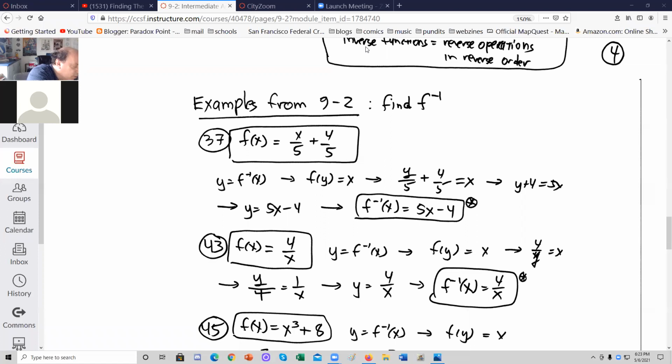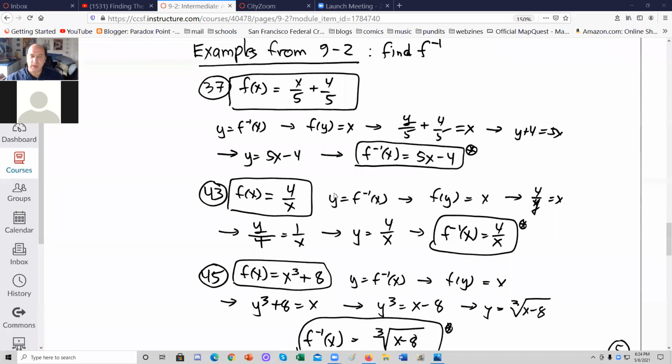f of x equals 4 over x. All right, its inverse. Well, okay, so y equals f inverse means f of y equals x, means 4 over y equals x. And then if we take reciprocals of both sides, you get y over 4 equals 1 over x, and transpose the 4. y equals 4 over x, and the inverse function is 4 over x. Here's a curiosity. 4 over x is its own inverse.